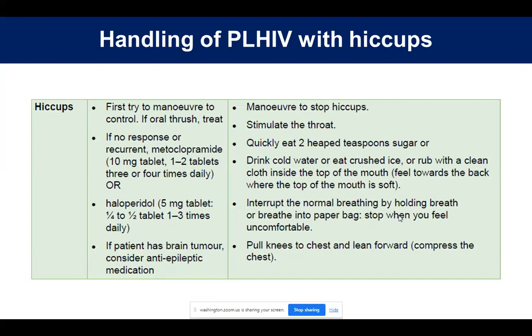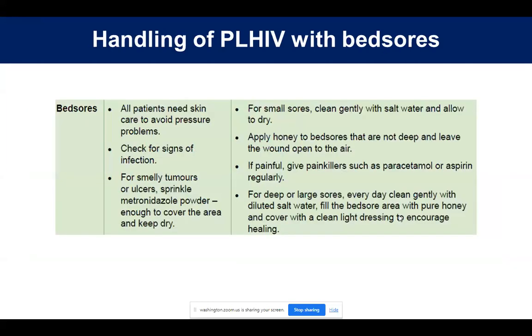Compression of the chest is there. So these are the maneuvers. And if not responding to them, we can use metoclopramide, 10 mg tablet, 1 or 2 tablets, 3 or 4 times daily. Haloperidol can be given, 1/4 of a tablet to half a tablet, 1 to 3 times daily if the hiccups are more. If the patient has a brain tumor, consider anti-epileptic, anti-convulsive drugs also for this patient.